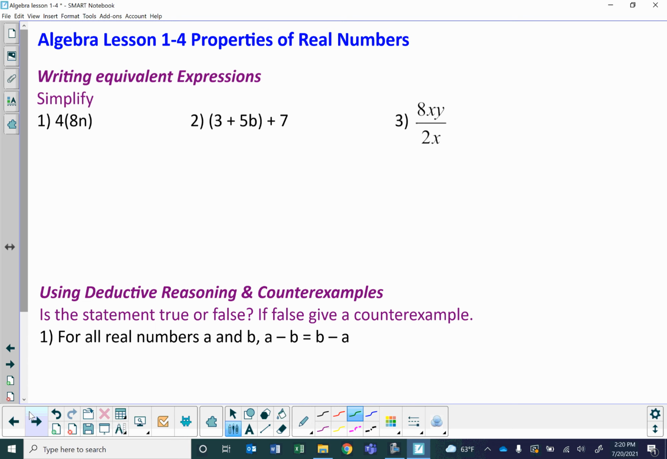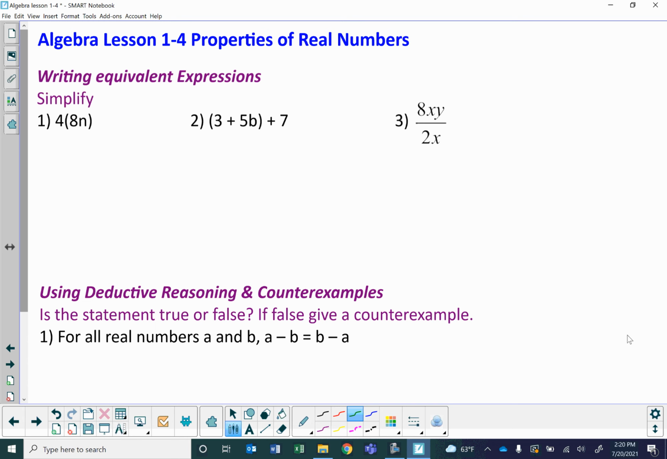All right, writing equivalent expressions. When we write equivalent expressions, we are trying to write things that are going to be the same on both sides of the equal sign. Some people call this simplifying. Right? Simplifying doesn't necessarily mean you're solving something. It just means you're reducing it to the easiest terms possible.